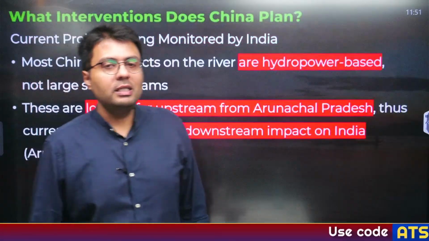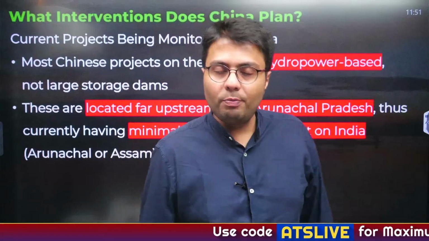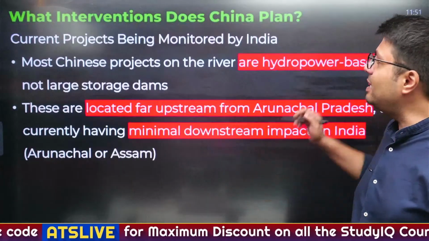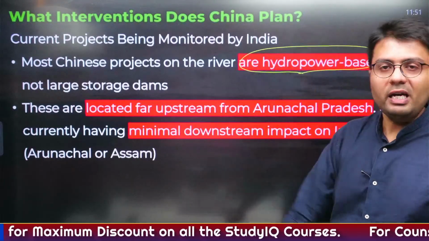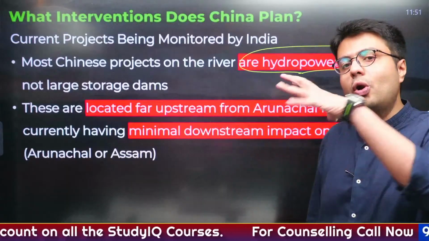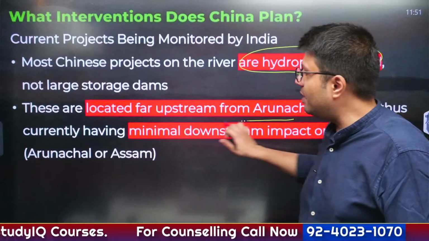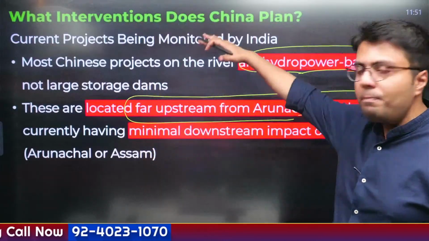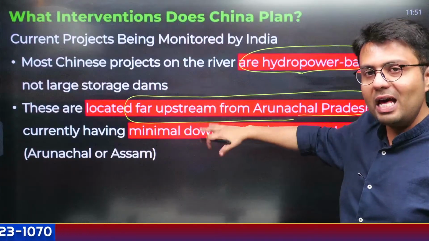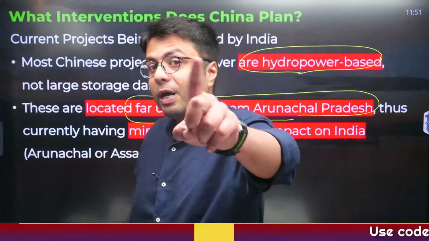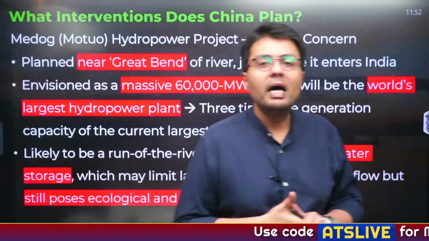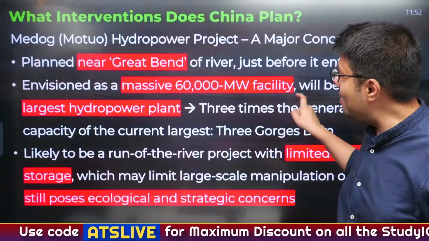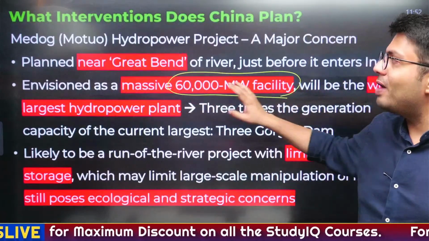Now, what happens is that many projects are being planned by China on the river Brahmaputra. Some are very small run-of-the-river projects, and these are intended to generate hydropower electricity. But as these are not large storage dams and they are constructed very far upstream in the Chinese region, away from the Arunachal Pradesh border, some projects that have been constructed by China are not a big cause of concern for India. But what is a big cause of concern for India is the Medog hydropower project, which is the world's largest hydropower project, aiming to generate 60,000 megawatts of electricity.